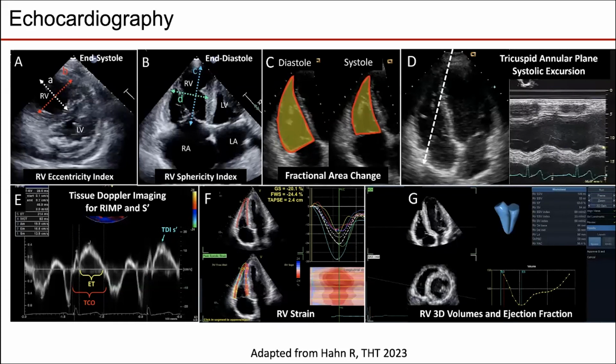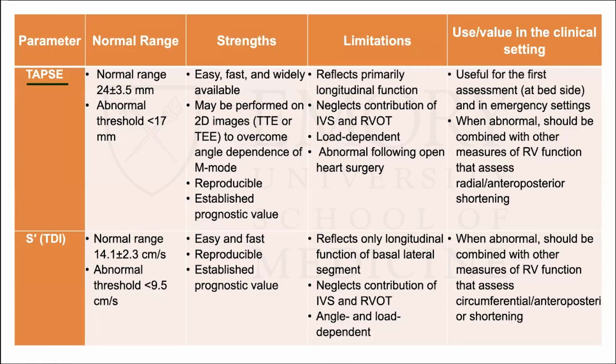We can measure TAPSE on M-mode. We can measure fractional area change on a 4-chamber RV-focused view. We can perform tissue Doppler studies and identify RIMP and S prime. And then most recently, we can do RV strain and even 3D volumes and ejection fraction.